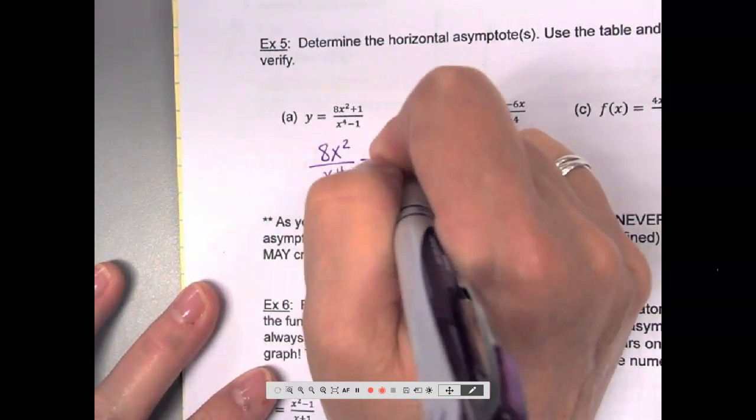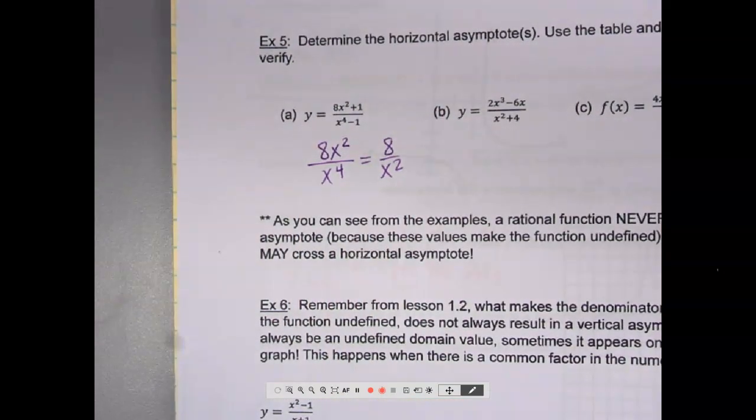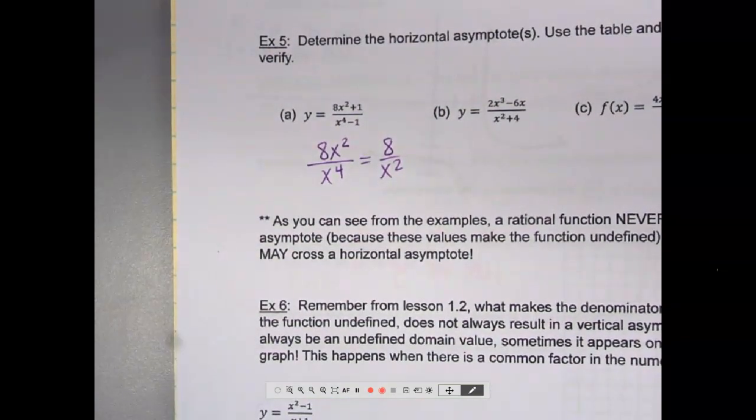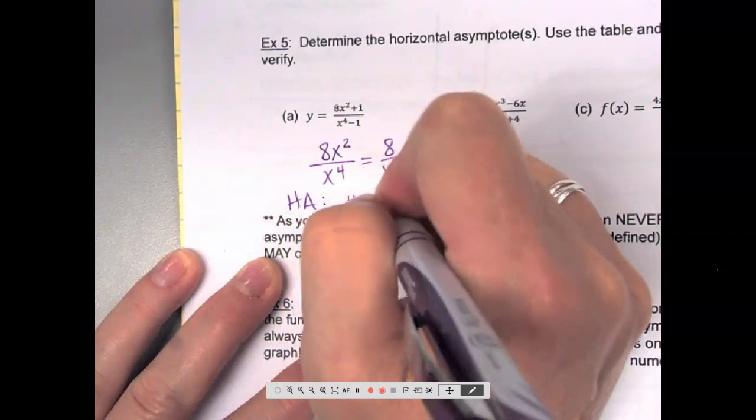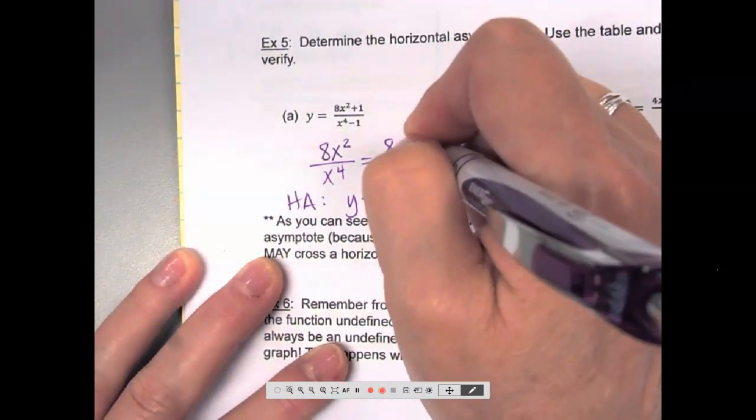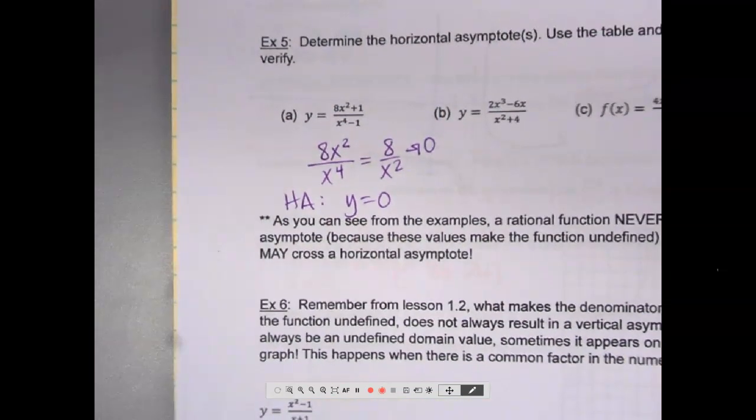8 over x squared. Okay, so that's kind of the sum effect here. Got 8 over x squared. Only x is getting bigger. 8's not changing. So that denominator is very quickly getting very large. So that whole fraction is getting smaller and closer to what number? 0. So the horizontal asymptote here is y equals 0, because this thing is approaching 0 as x is getting bigger.